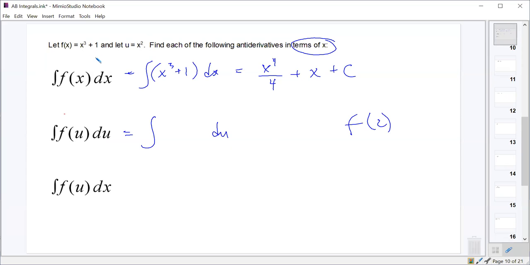Isn't it 2 cubed plus 1? Of 3, shouldn't that just be 3 cubed plus 1? What about f of a? Wouldn't that be a cubed plus 1? So what should f of u be? In terms of u, it should just be u cubed plus 1, right? Everybody agree that that's what f of u is in terms of u? Yeah. Okay. All right, hold on one second.